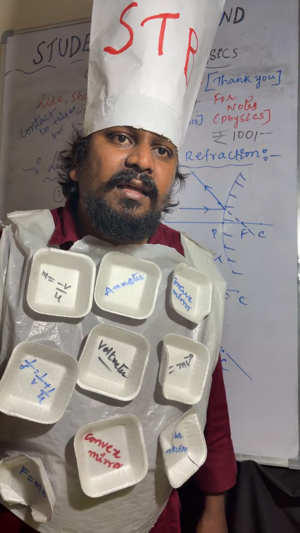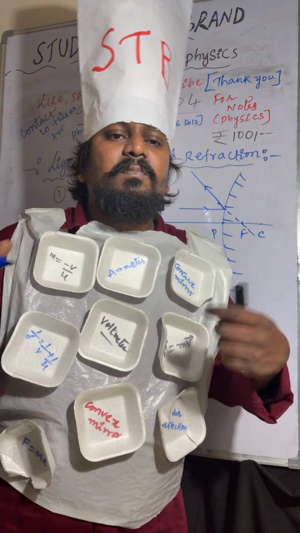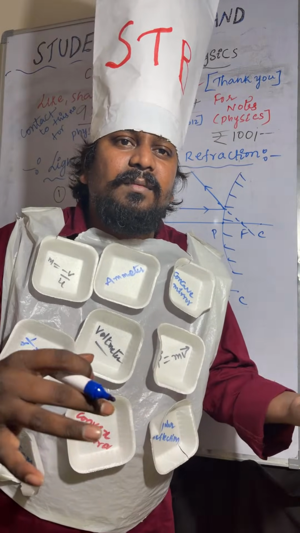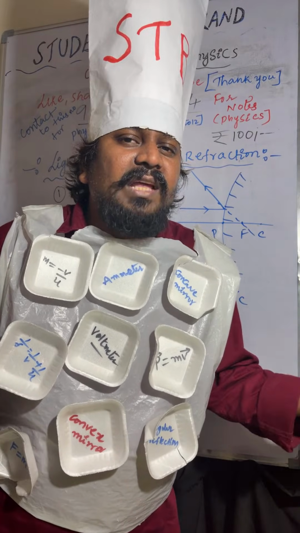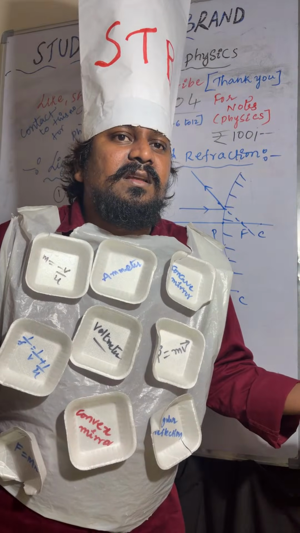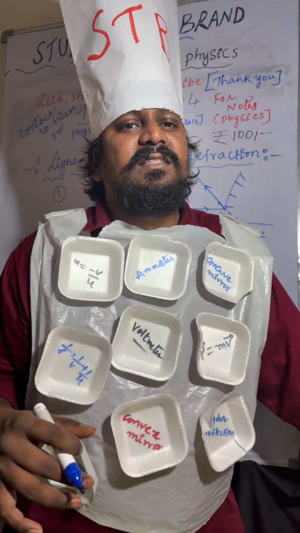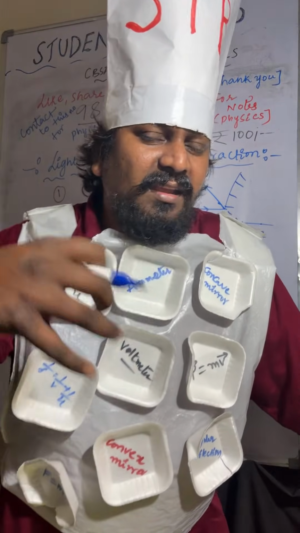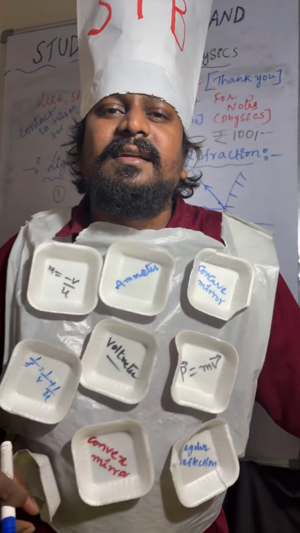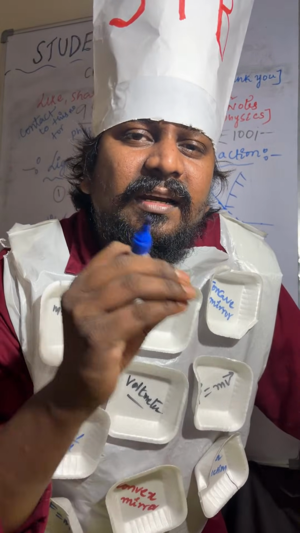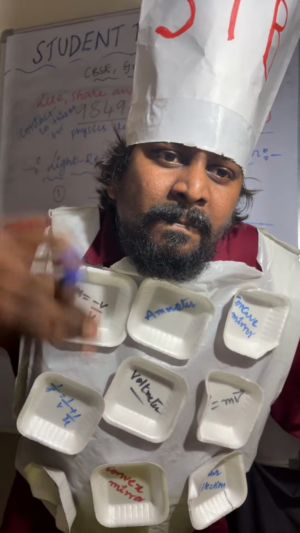The next one: a light ray incident at the pole reflects back. Like a reflection phenomenon, the bouncing back of light from the reflecting surface. When a light ray is incident at the pole, after reflection it reflects back into the same medium.